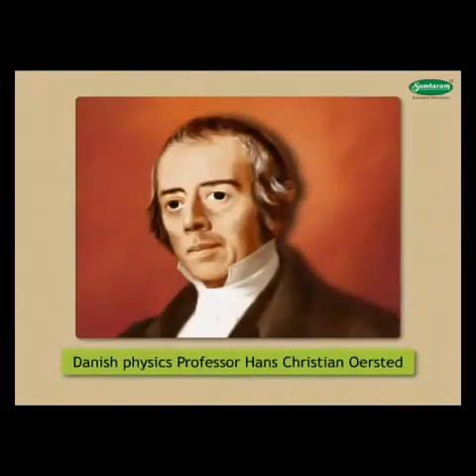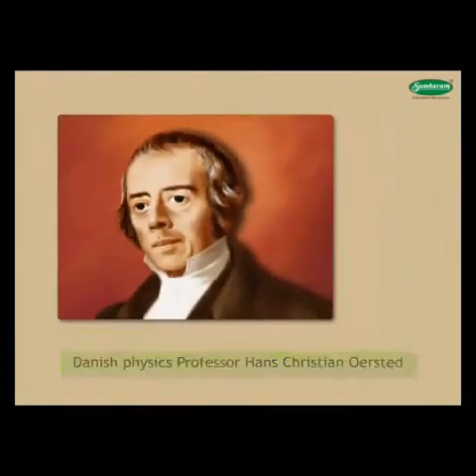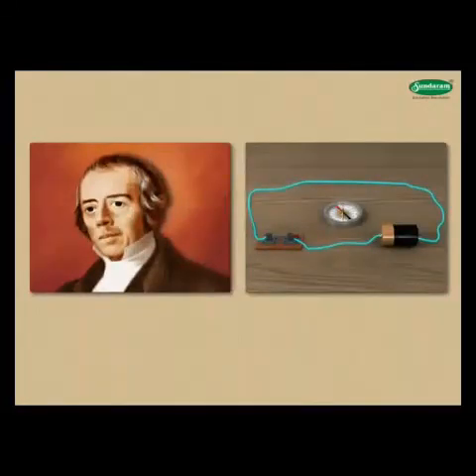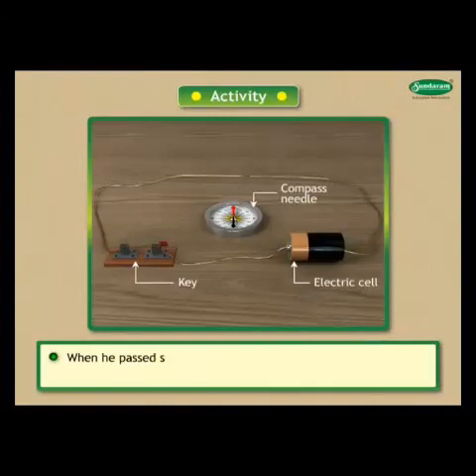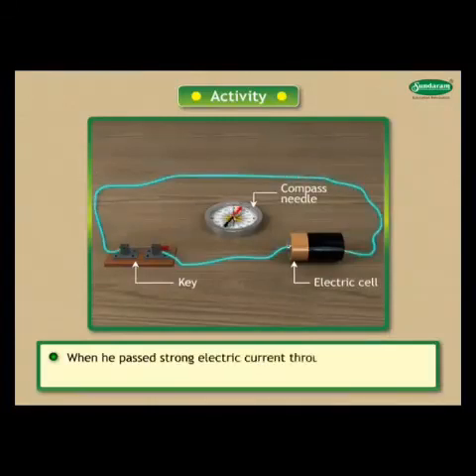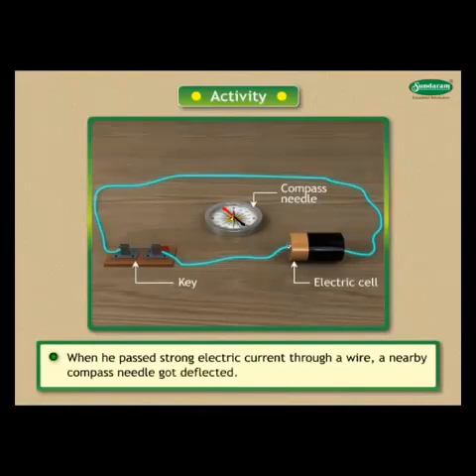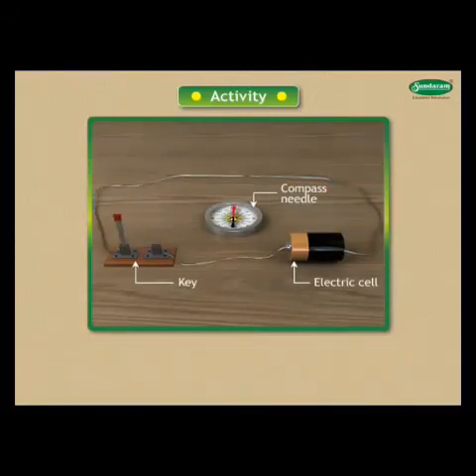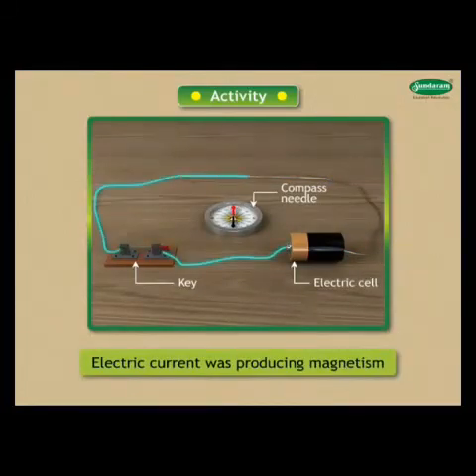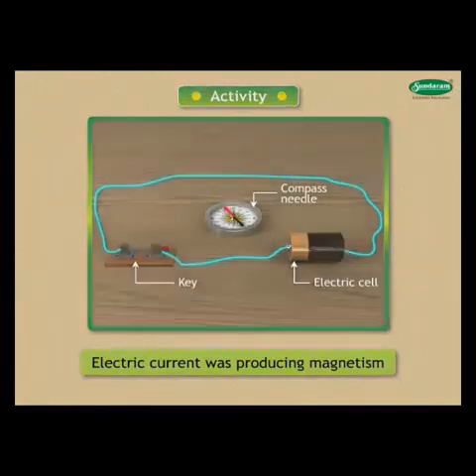Danish physics professor Hans Christian Ørsted was doing experiments with some electrical equipment. He saw that when he passed strong electric current through a wire, a nearby compass needle got deflected. Ørsted realized that the electric current was producing magnetism.